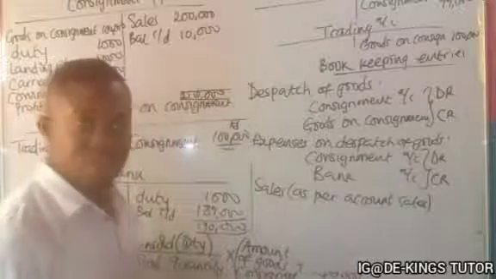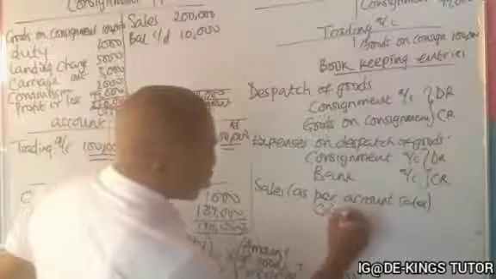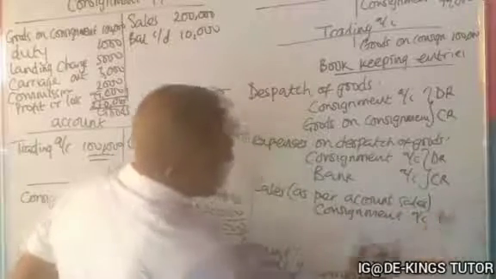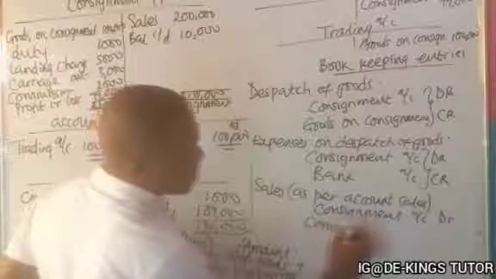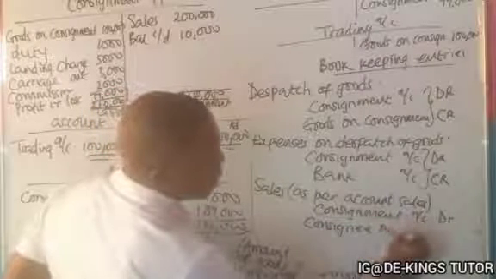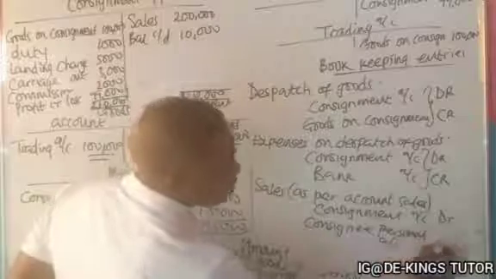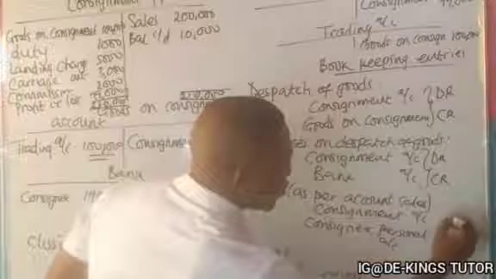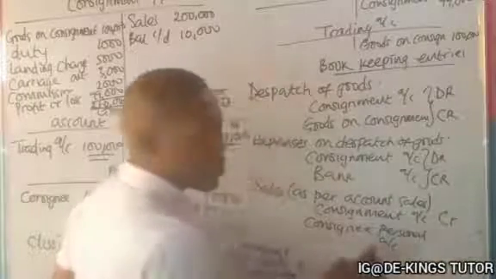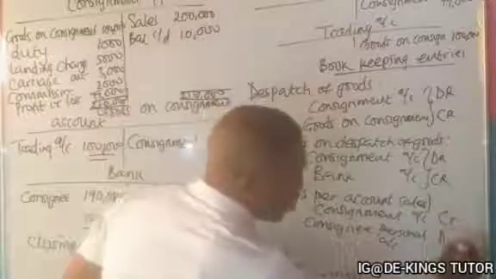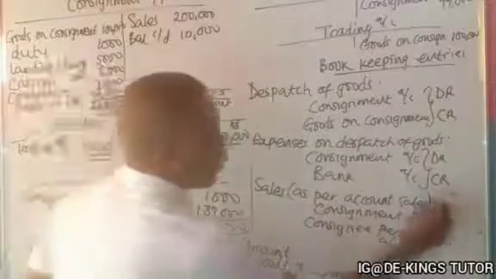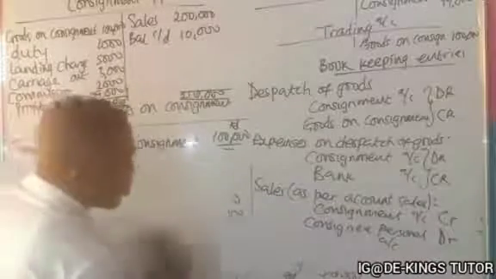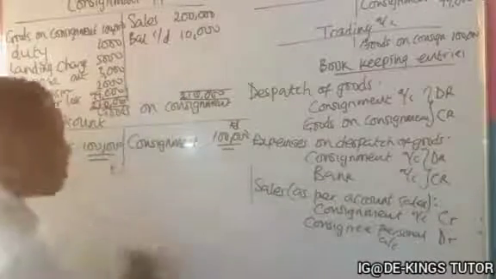Okay, so when there is sales made, the consignment account will be credited, while the consignee personal account will be debited. Okay, when there is what? Sales, as per account sales. So that is when there is sales.